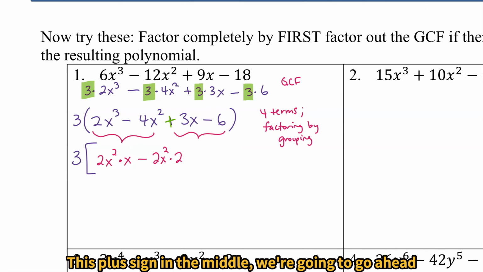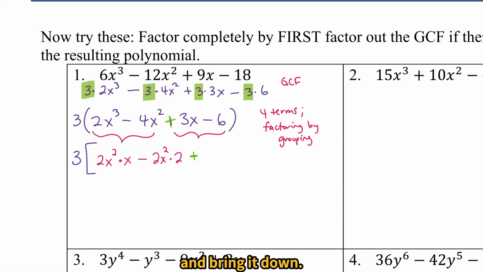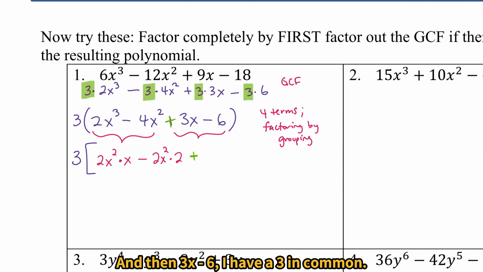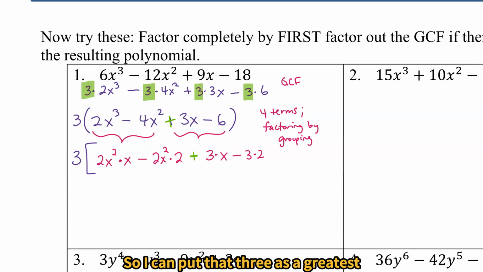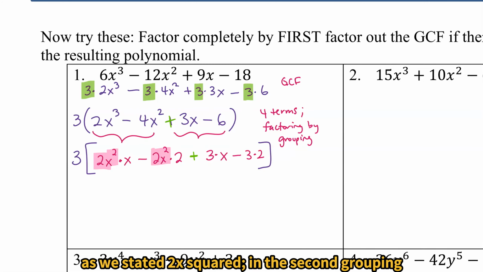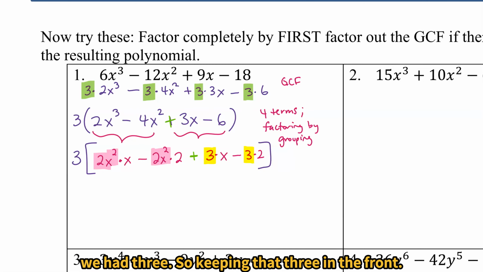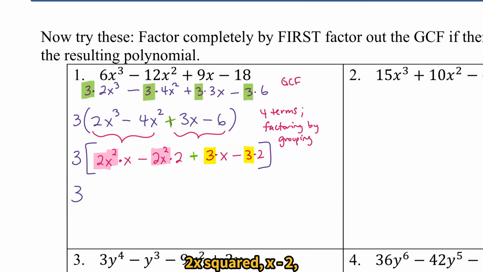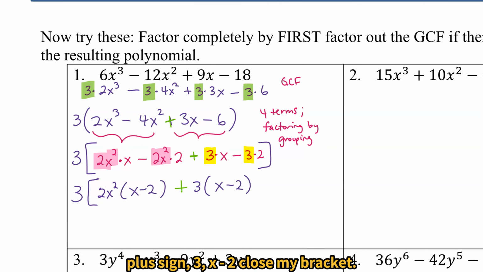This plus sign in the middle, I'm going to go ahead and bring it down. And then 3x minus 6, I have a 3 in common. So I can put that 3 as a greatest common factor. In the first grouping, as we stated, 2x squared. In the second grouping, we had 3's. So keeping that 3 in the front, I'm going to write 2x squared, x minus 2, plus sign, 3, x minus 2, close my bracket.